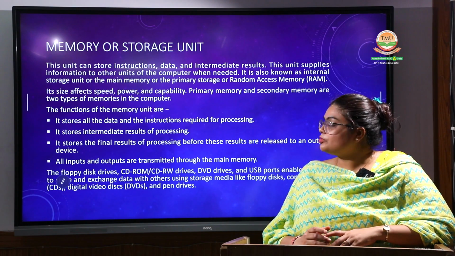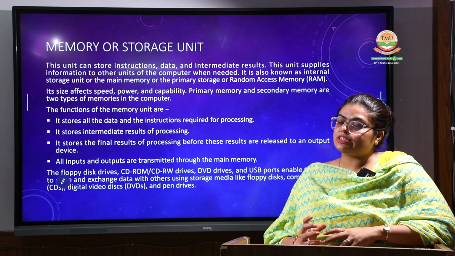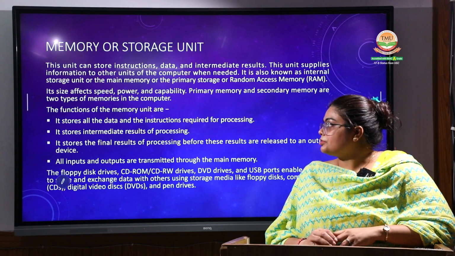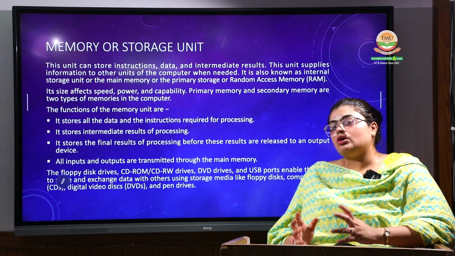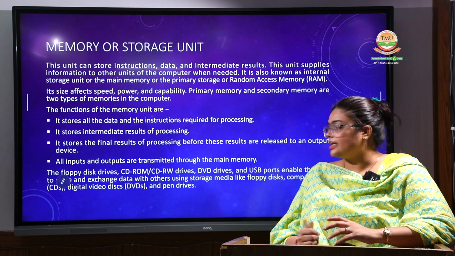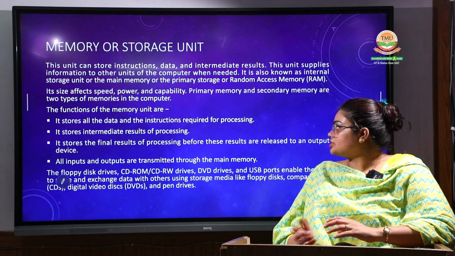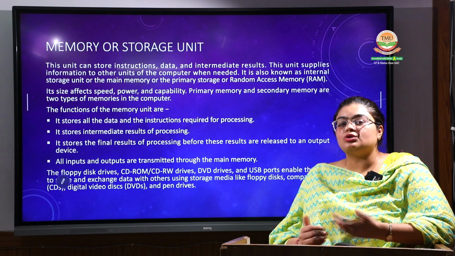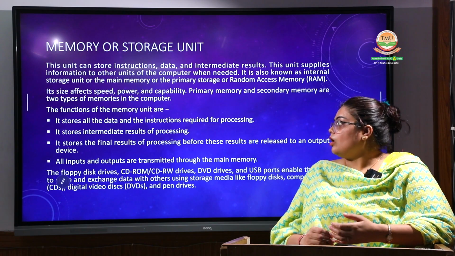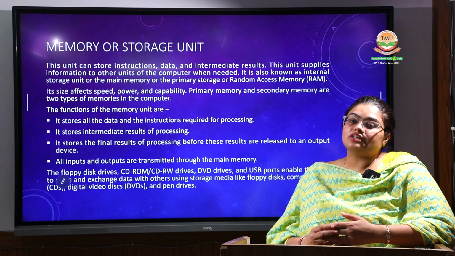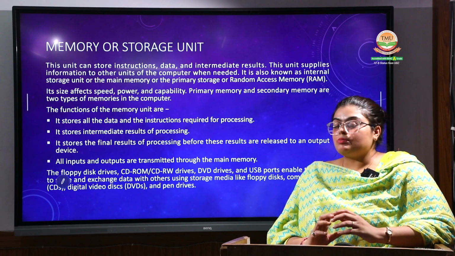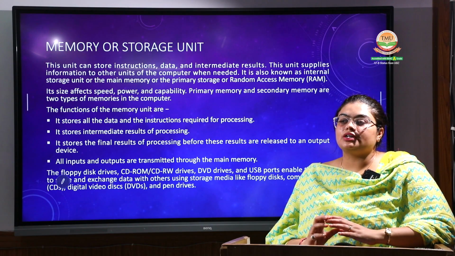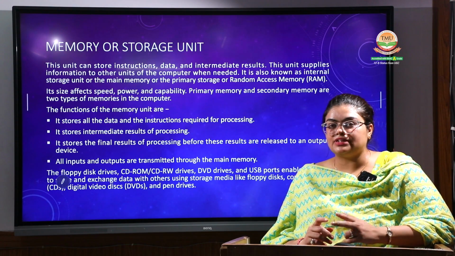Primary memory and secondary memory are the types of memories in the computer. Some of the functions the memory unit performs: it stores the data and instructions required for processing. It stores intermediate results. All the inputs and the outputs are transmitted through this memory unit. And it has two types, that is primary and secondary memory.